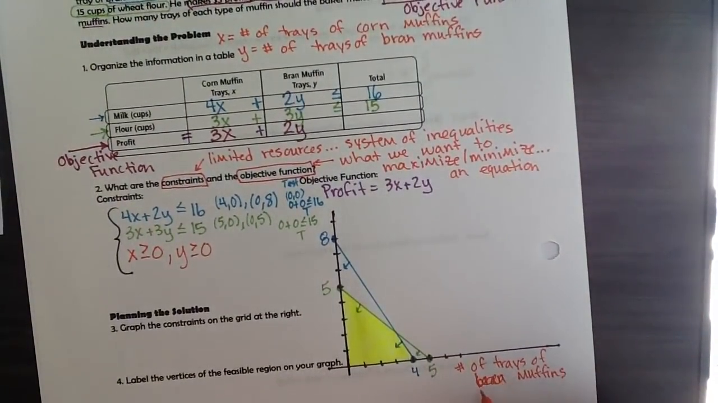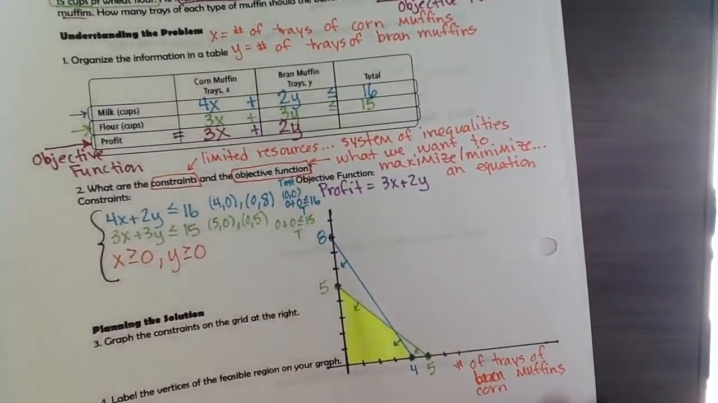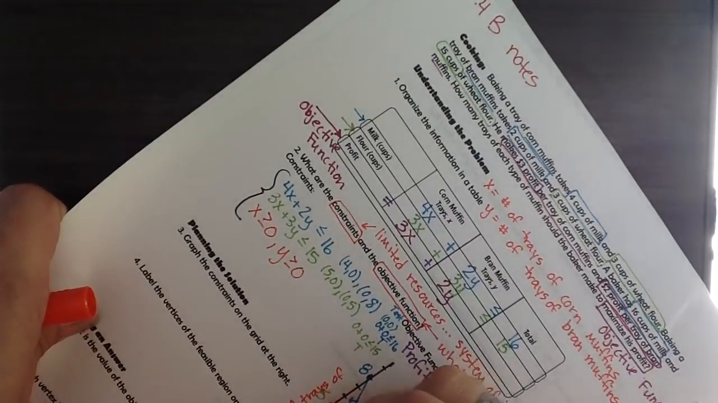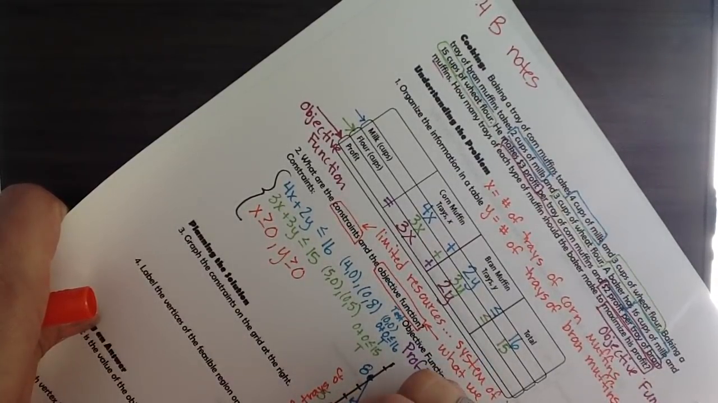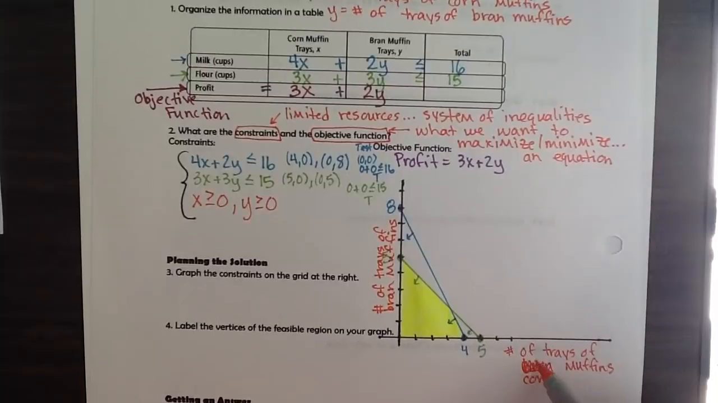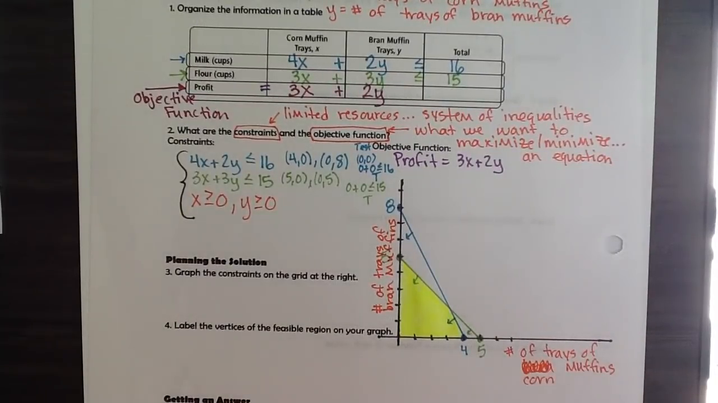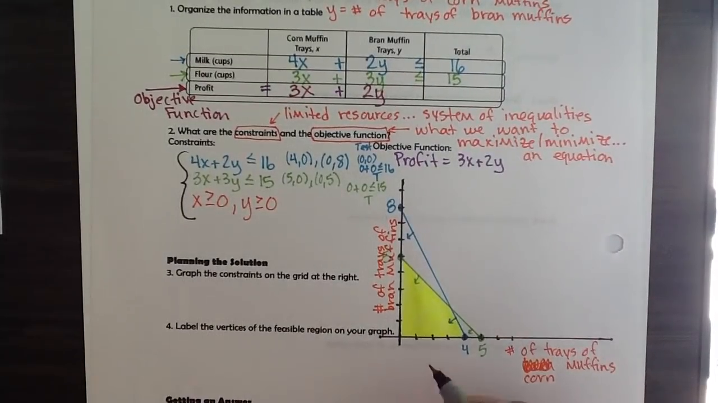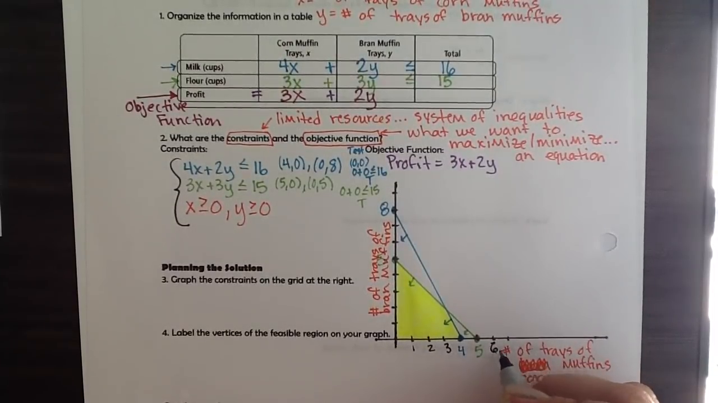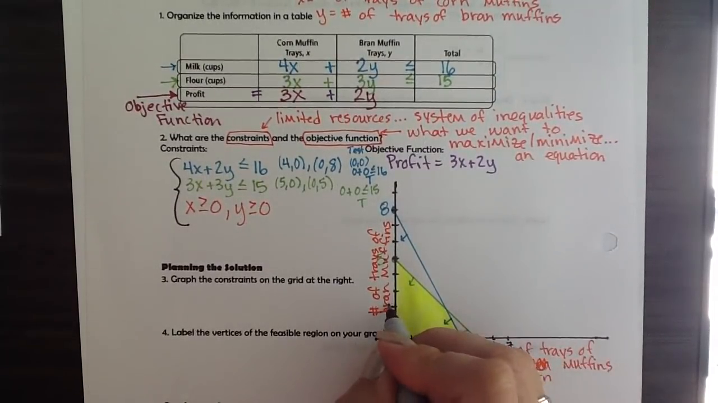X was corn. My y-axis was the number of trays of bran muffins. Okay, we're good now. And I can go back in and label 1, 2, 3, 4, 5, 6, 7. I can label more of my tick marks.